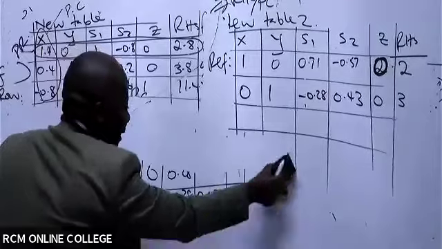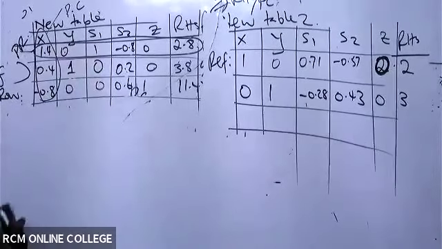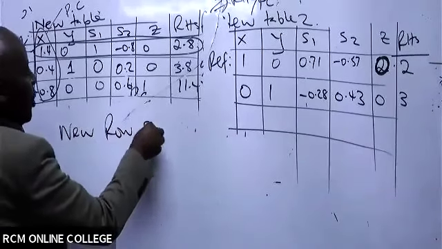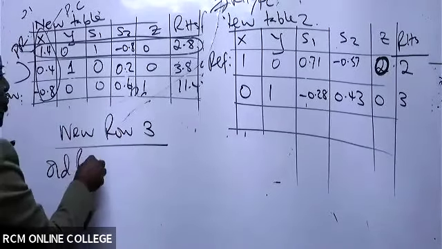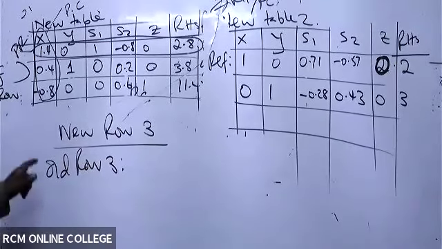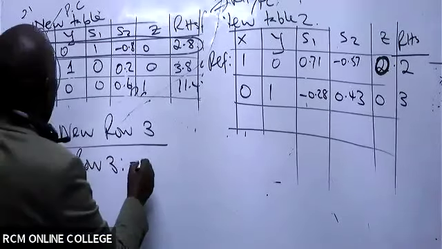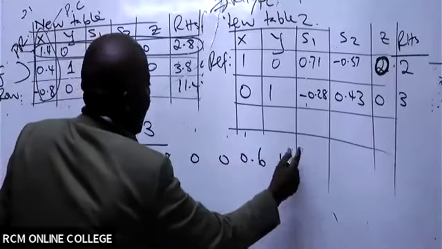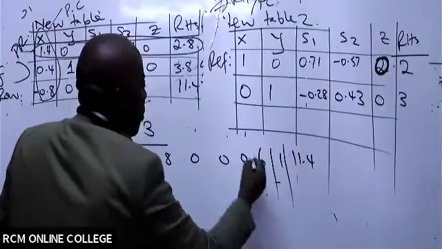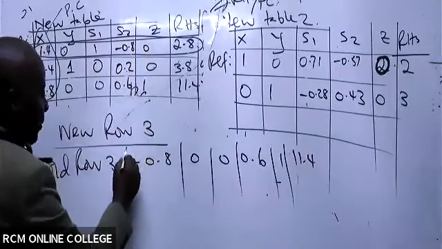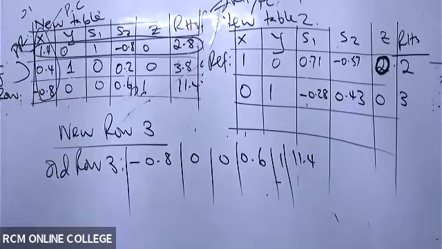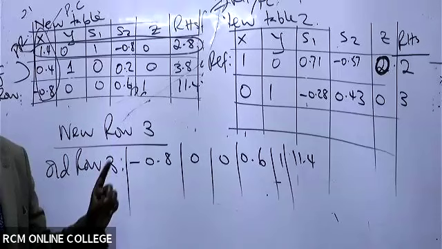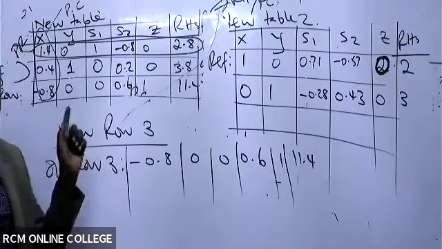Please understand. So the last step, as I disappear, come and give me new row 3. New row 3, give me the old row 3. So the old row 3, what we have here: minus 0.8, 0, 0, 0.6, 1, and then 11.4. So are you able to tell me, amongst all these numbers, which number do we have under PC? Which number is the PC number?